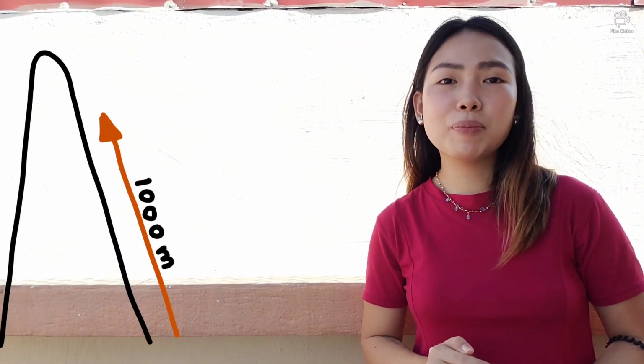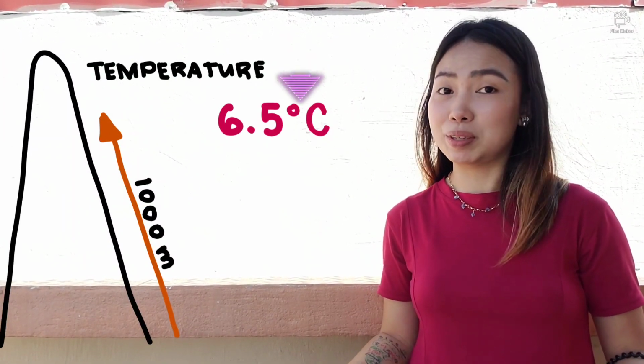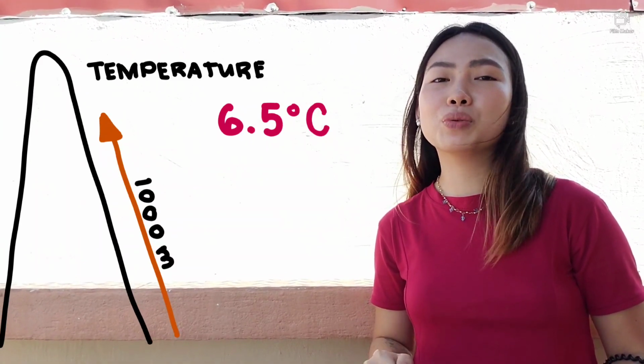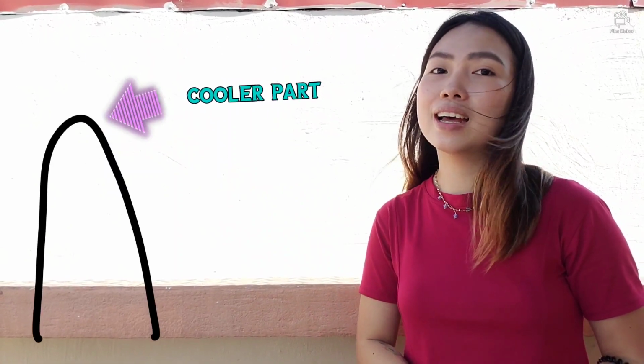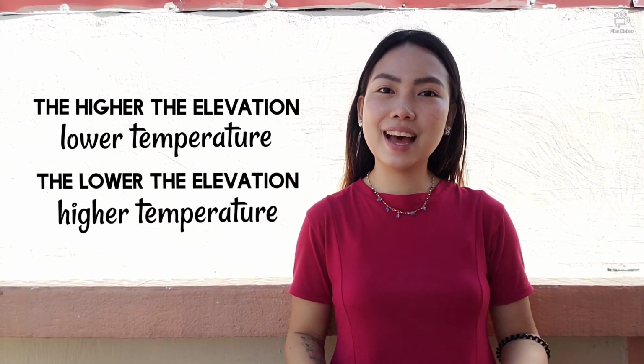As you go up 1,000 meters, the temperature will drop by 6.5 degrees Celsius. Ibig sabihin, kapag tumaas ka ng 1,000 meters, bababa ang temperatura ng 6.5 at mas lalamig pa ang temperatura kapag nasa mas mataas kang level. So that is how the altitude affects the climate of an area. The higher the place, the lower its temperature. The lower the place, the higher its temperature.